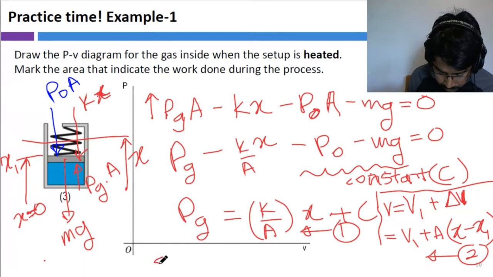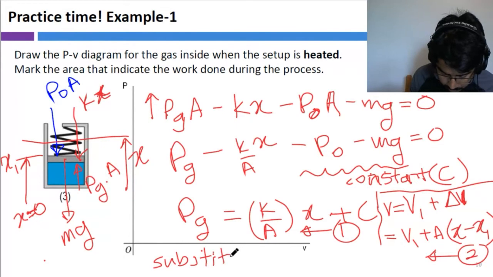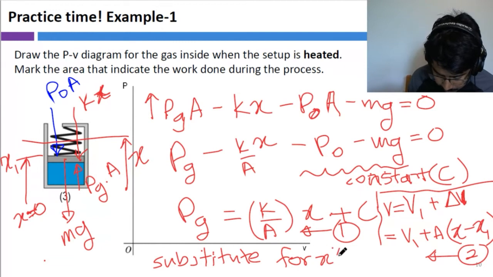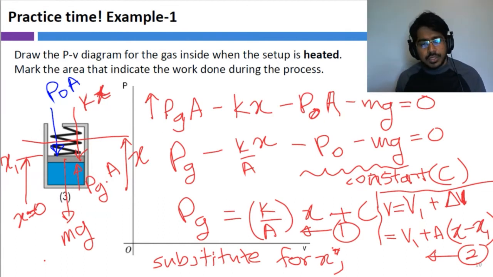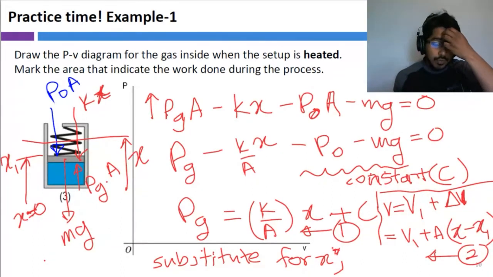So if you substitute for x in equation 1 from the volume expression, then you can get the relationship between the pressure and volume. Then you'll see it's a linear relationship, right? And K and A are positive constants. Therefore, when the pressure increases, both volume and pressure increase simultaneously.